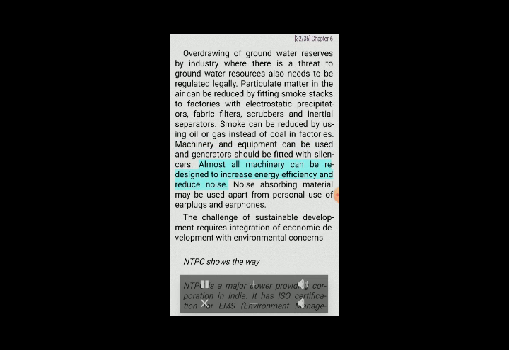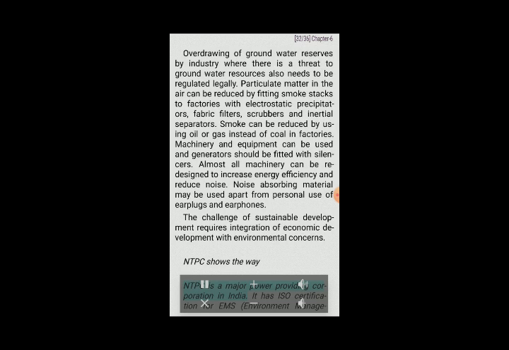Machinery and equipment can be used, and generators should be fitted with silencers. Almost all machinery can be redesigned to increase energy efficiency and reduce noise. Noise-absorbing material may be used apart from personal use of earplugs and earphones. The challenge of sustainable development requires integration of economic development with environmental concerns.